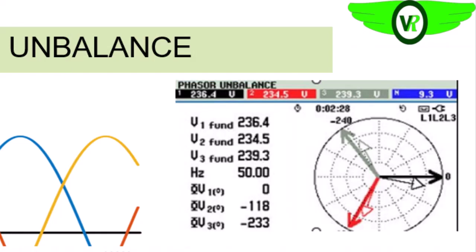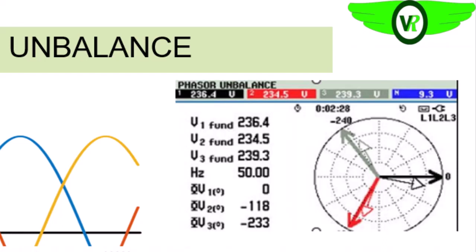So our unbalance will be that highest deviation, 2.6, divided by the average that we calculated earlier, which is 236.7, and that will give us 0.011, which is 1.1%. So the voltage unbalance on this system is 1.1%.